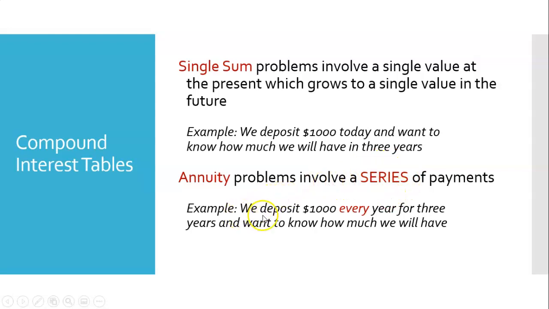In this example, we deposit $1,000 every year for 3 years. So we have this series of deposits, as opposed to the example of the single sum where we deposit $1,000 today and we walk away and leave it, and then we come back in 3 years. Here we're depositing $1,000 every year.